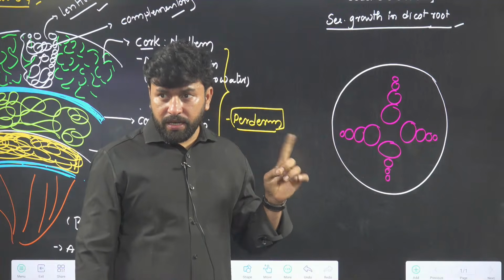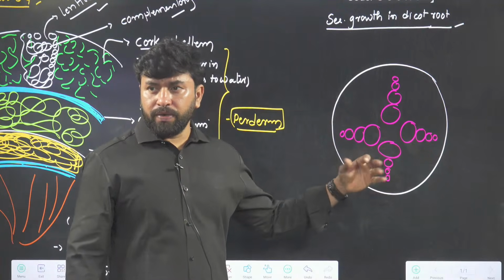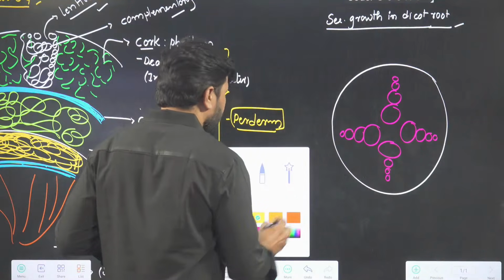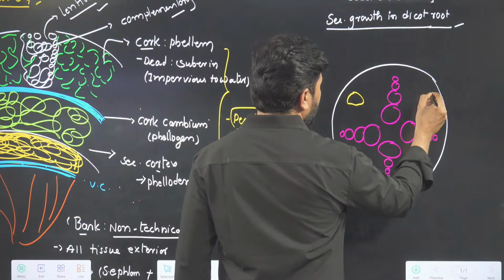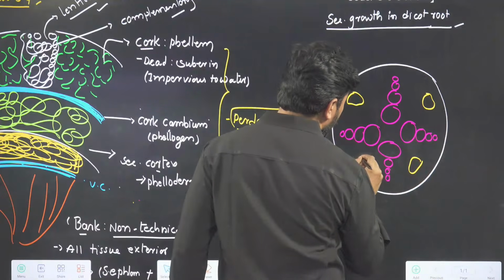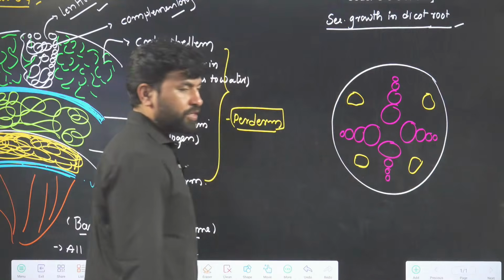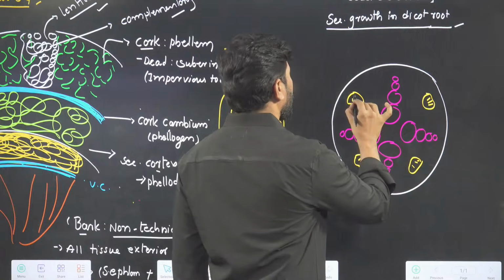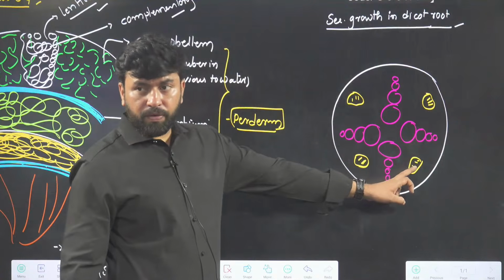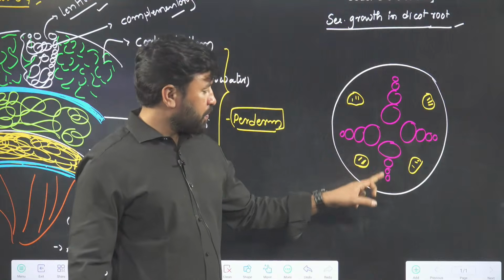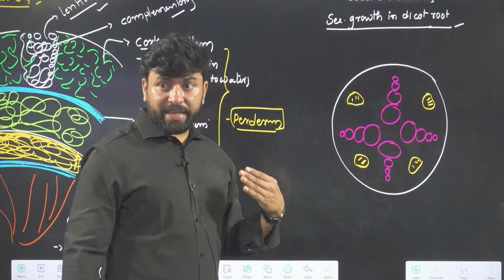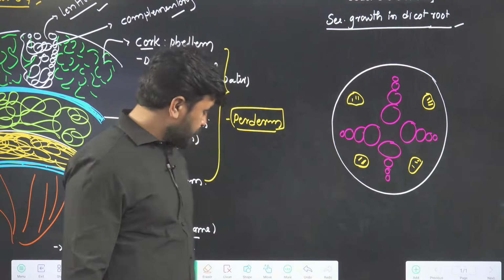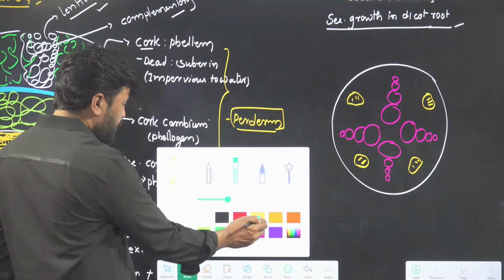Yes or no? Exarch protoxylem, and also the vascular bundles are radial. On one radius there is a presence of phloem, on another radius there is a presence of xylem. These conditions are called radial vascular bundles. This is primary phloem, this is primary xylem. That primary xylem is called exarch, known as exarch protoxylem. Clear?